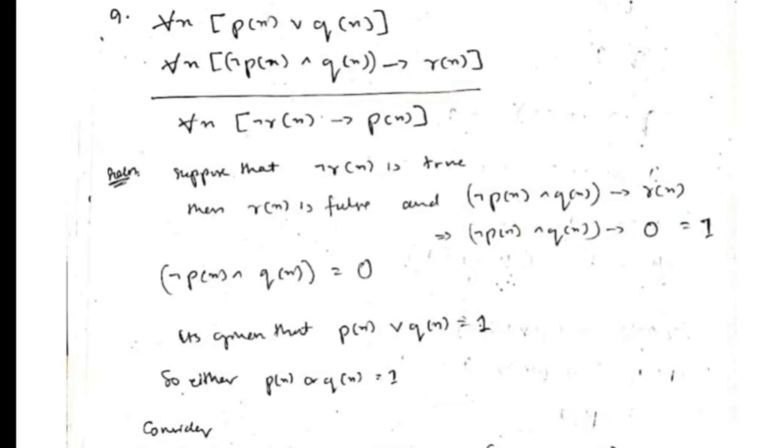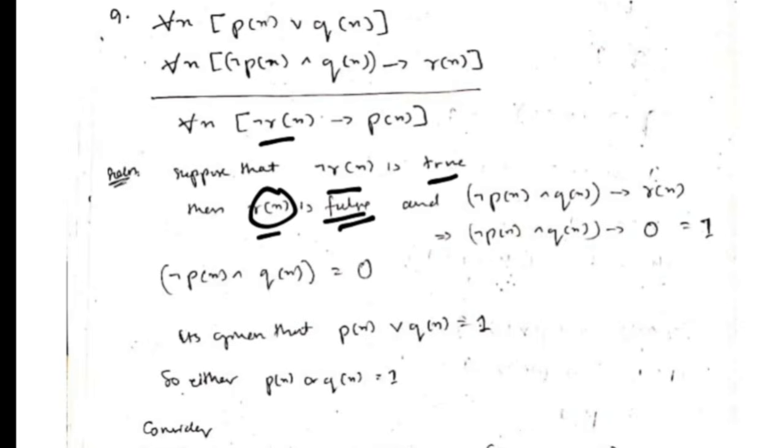One thing you need to remember is that the statements which they give here, both truth values are 1. By using these truth values, you have to prove the following statement. So for this question we'll start from here. We'll consider not r of x as true. If not r of x is considered as true, that means r of x is false.